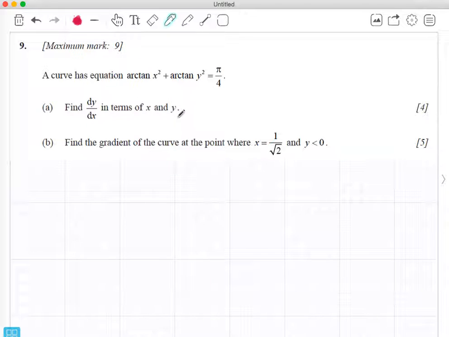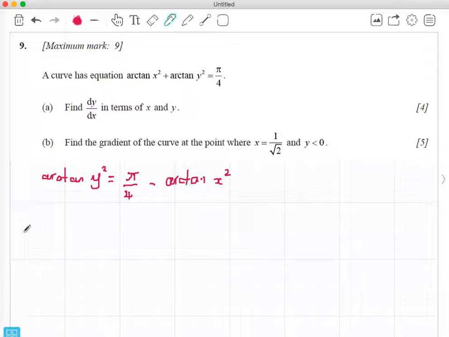I've got to find dy by dx in terms of x and y. So first of all, what I want to do is try and work this out so that it's y squared in terms of x squared. So very simply, I'm going to do arctan y squared equals pi over 4 minus arctan x squared.